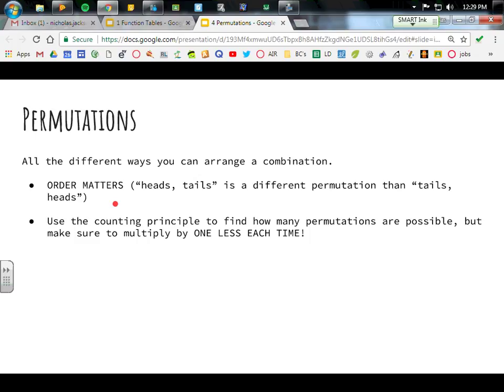In permutation, order matters. So let's say you had a coin and you flipped it twice, and the outcome you had first was heads first, tails second, and then you got tails first, heads second. Those are two different permutations, so order matters. There's another arrangement called a combination where order doesn't matter, so those would both be the same combination, but here, talking about permutations, they are different.